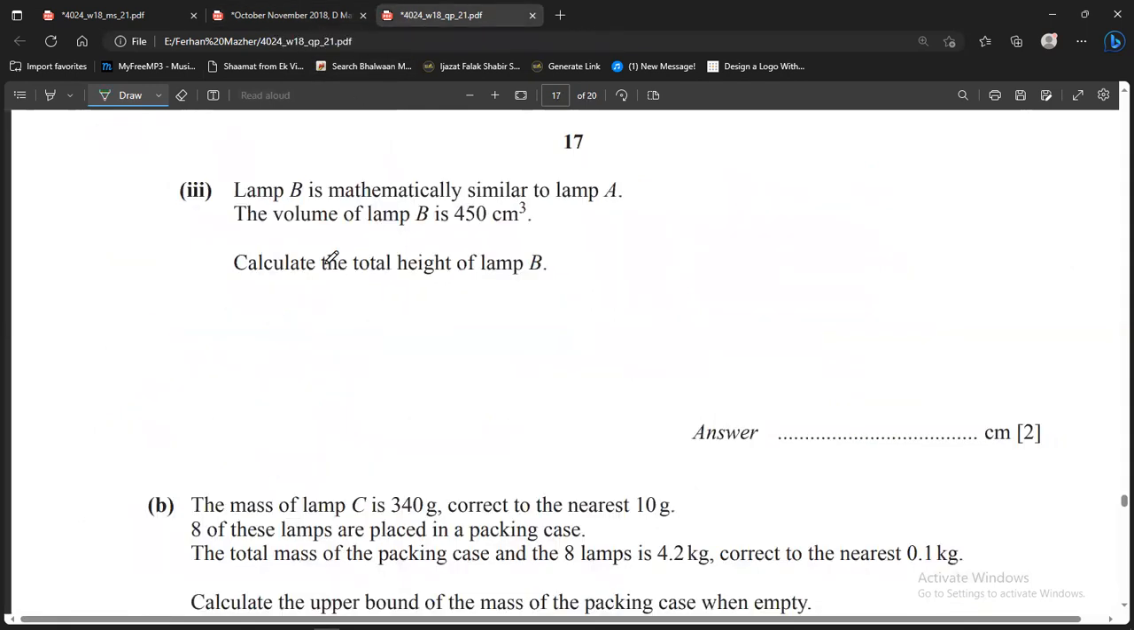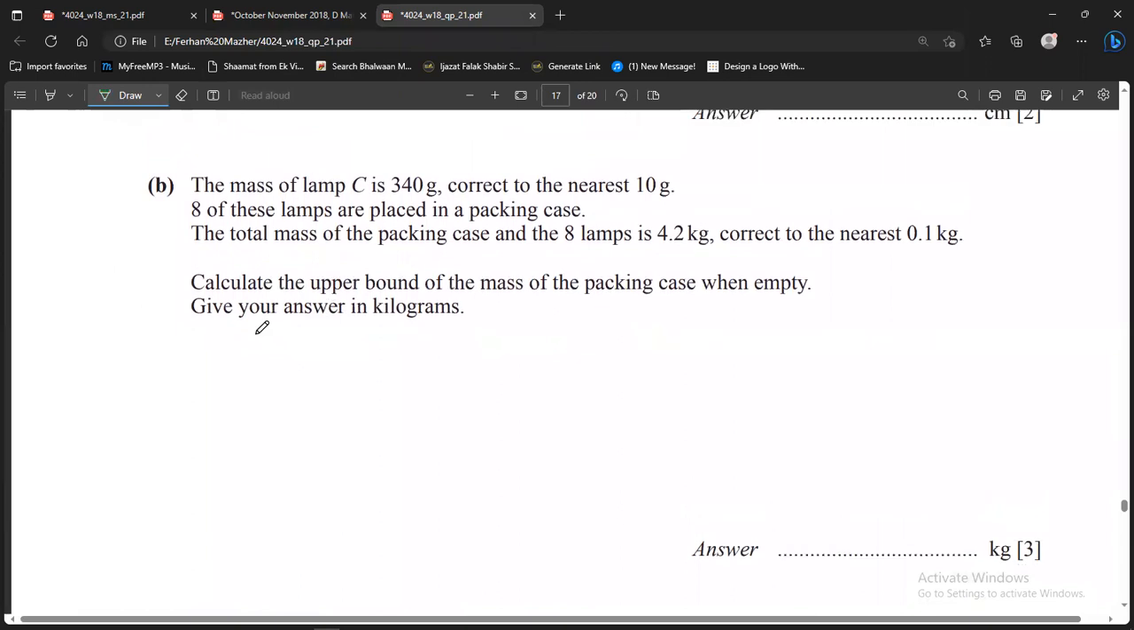21.2. Okay, then we have the B part. It says the mass of the lamp C is 340 gram, correct to the nearest 10 gram. So divide this 10 gram by 2, you will get plus minus 5 gram. By adding 5 to this, you will get the upper bound. By subtracting 5 from 340 gram, you will get the lower bound.